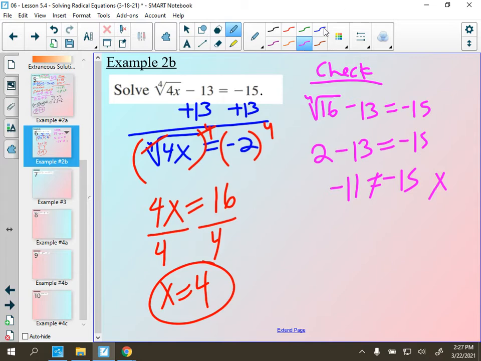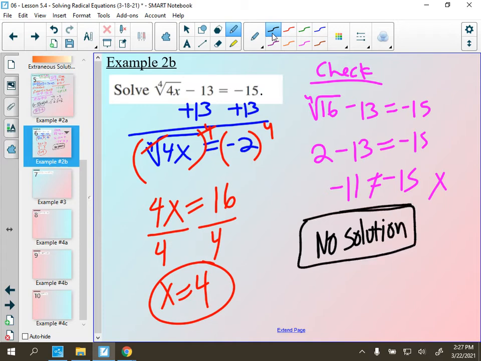I'll go back to the spot where we created this just so we have maybe a deeper understanding of what's going on here. We only got one solution. It proved to be a false solution. It didn't work. So I don't have to retry the problem. I'm ready to say there is no solution to this equation, no real number solution to this equation.